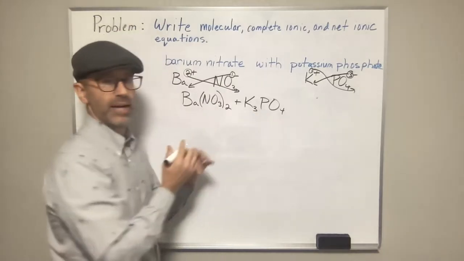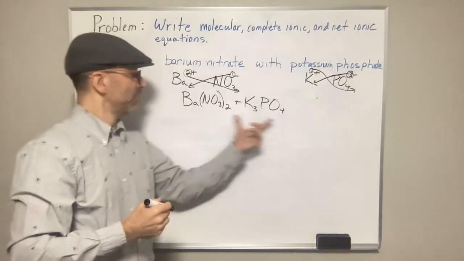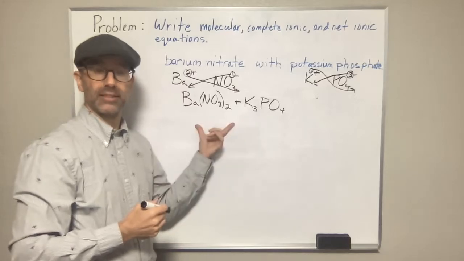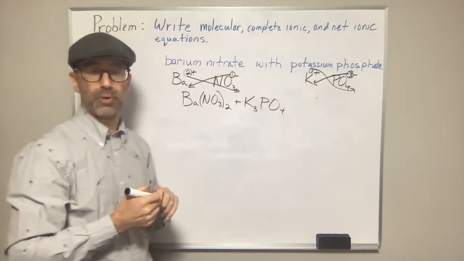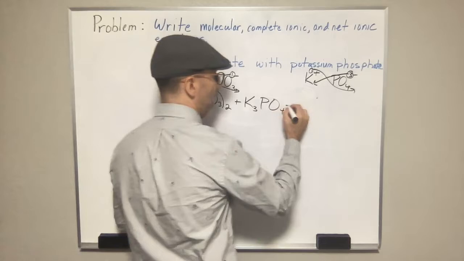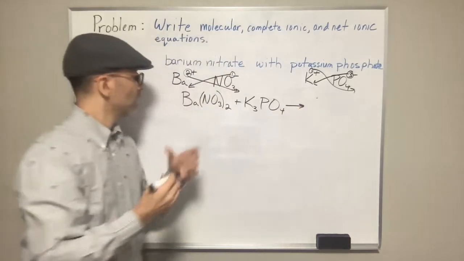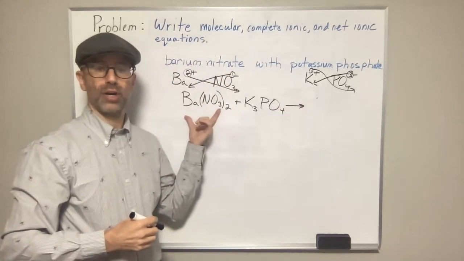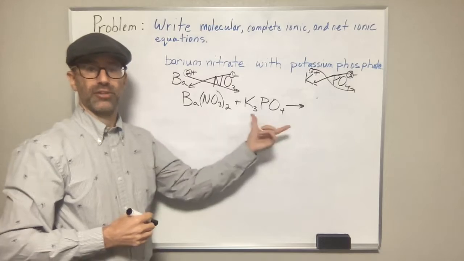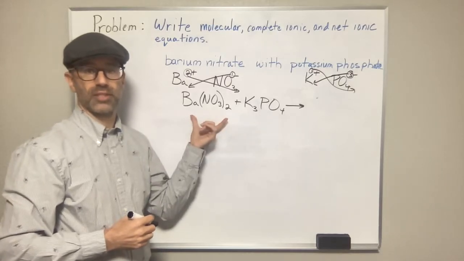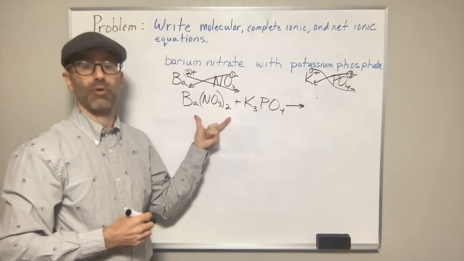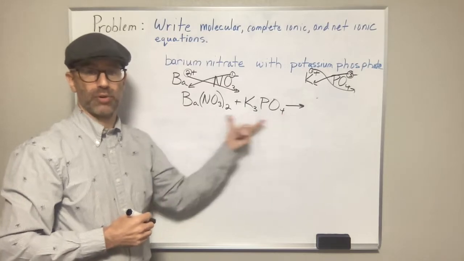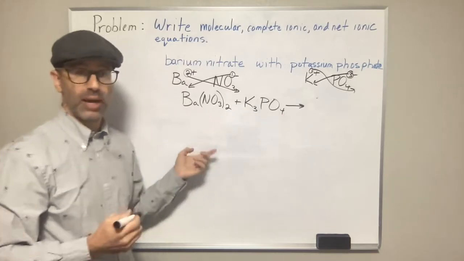And so now I have my two reactants, and now I'm going to have to figure out what the products are. As you can see, I have 2 ionic substances, and whenever you have 2 ionic substances, that's a big giveaway that you're going to have a double displacement reaction. So what does that mean?